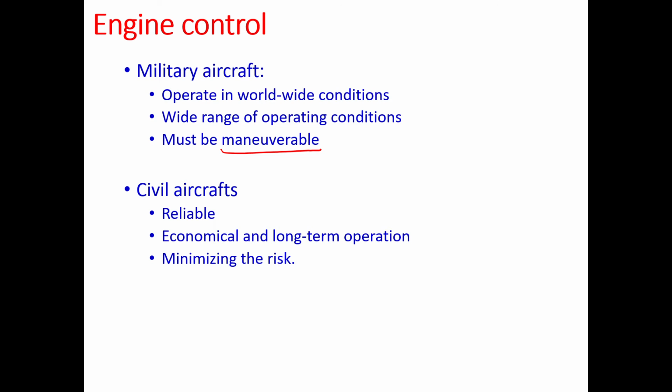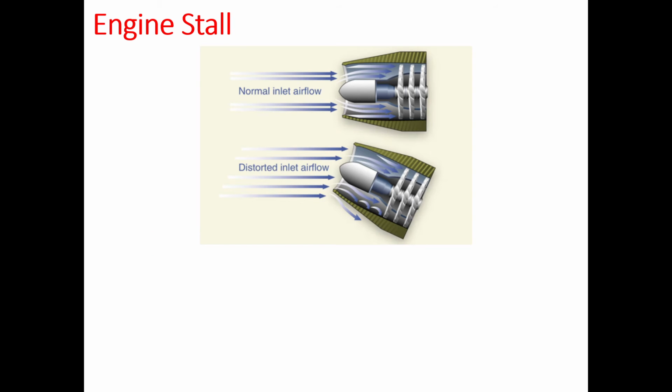But when you're dealing with civil aircraft and commercial airliners, you want to make sure that your aircraft is reliable, so your passengers remain safe as much as possible, and you want to make sure that it can operate over the long term and it doesn't use that much fuel. So you want to bring the cost down essentially. And you want to make sure that your aircraft is stable enough to minimize the risk to your passengers essentially. There's also this concept that we have to be aware of. It's called the engine stall.